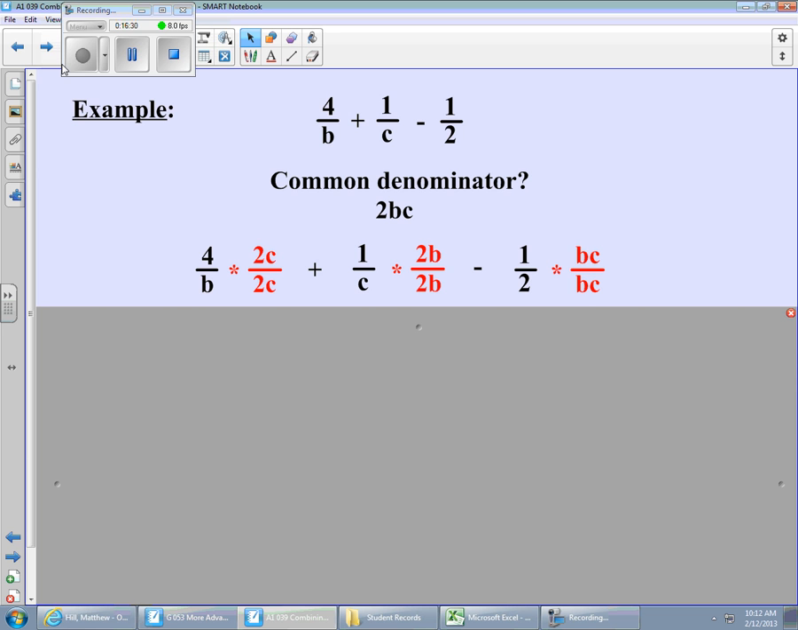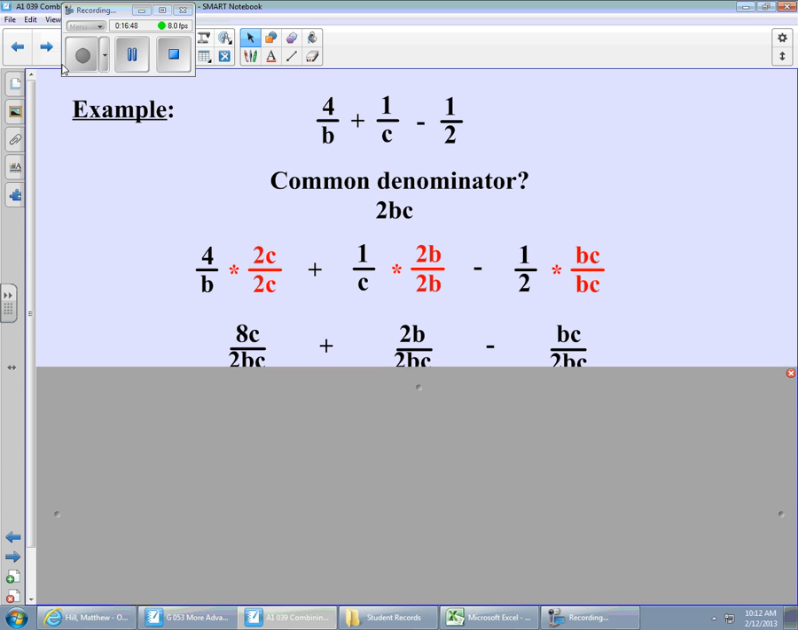What's going to be the new numerator of the ratio on the left? 8c. Okay. How about the new middle numerator? 2b, obviously. And the last numerator? Yeah, bc. Okay. And pay attention to your signs in there. Don't lose those, if you want your addition and your subtraction. That's an easy way to mess up a problem right there, losing your addition and subtraction.